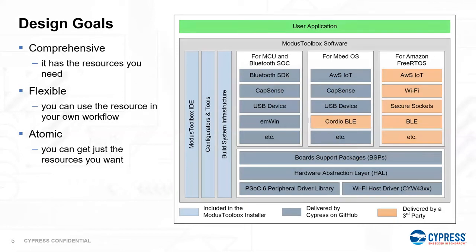We wanted it to have all the resources that you would need to create your application, and that is basically the comprehensive part of it. Also, you must be able to choose what resource you want in your workflow, when and at what point of time you want to enable it, or if you want to disable it. So you need to have that flexibility. It is very flexible, and it is atomic. So you can use just the resources you want. We have a huge library of resources, but you can just use the resources that are specific to your requirement, and then create your application.